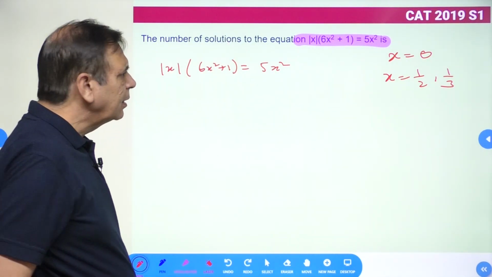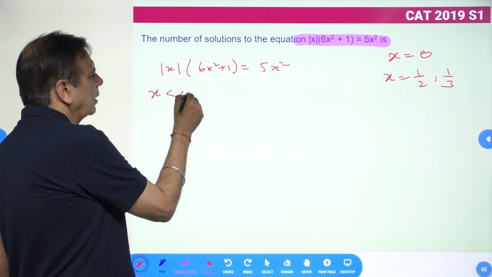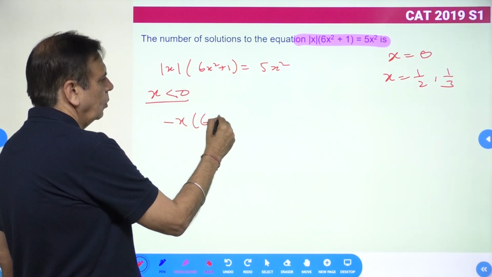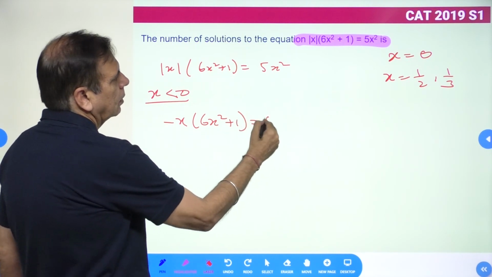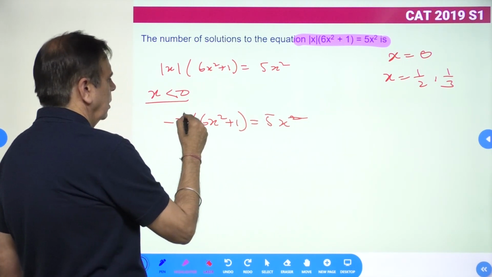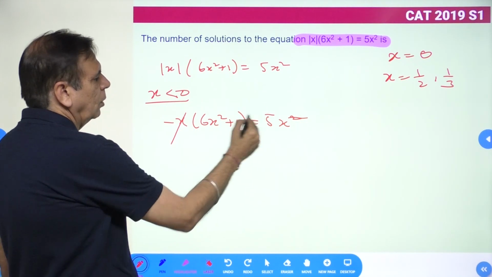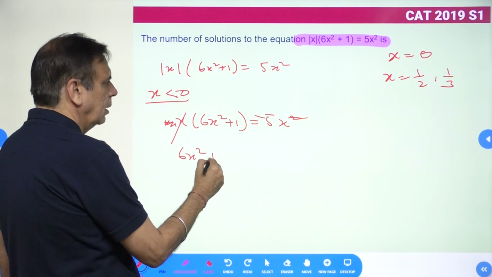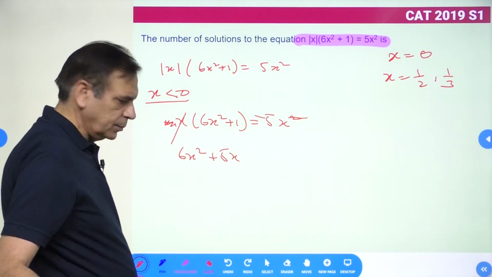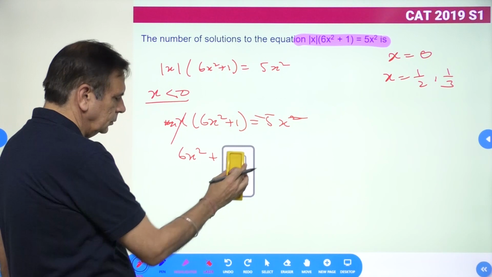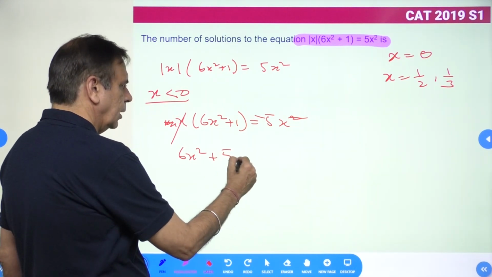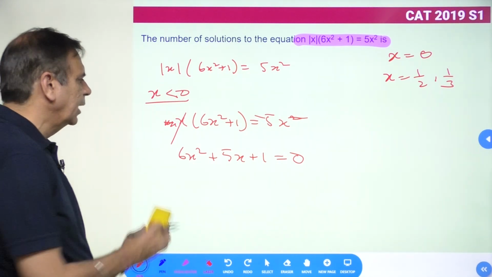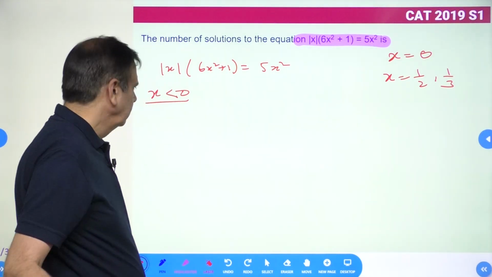वो क्या होगा? x less than 0. The case now we'll look at is x is less than 0. If x is less than 0, this becomes minus x into 6x square plus 1. और इसको एक काम करो, इसको माइनस यहाँ लगा देते हैं ना. So what do we get? 6x square plus 5x plus 1 equal to 0. So this is the equation which I need to solve: 6x square plus 5x plus 1 equal to 0.